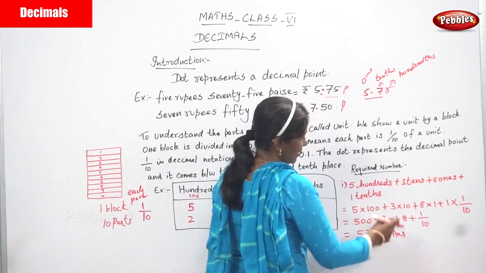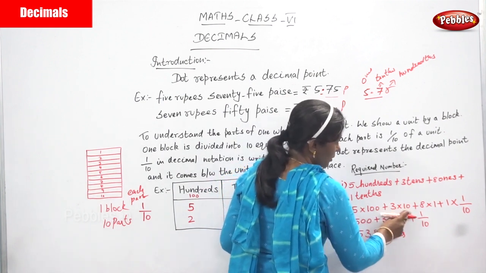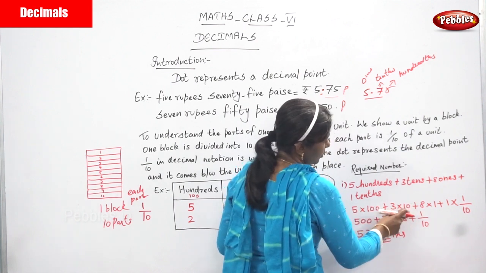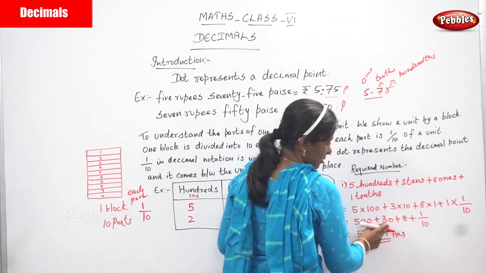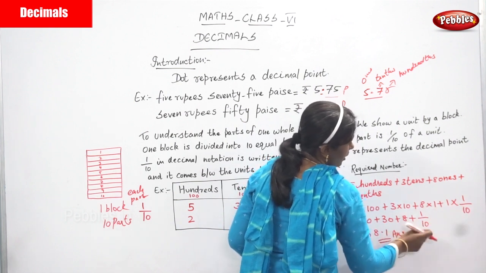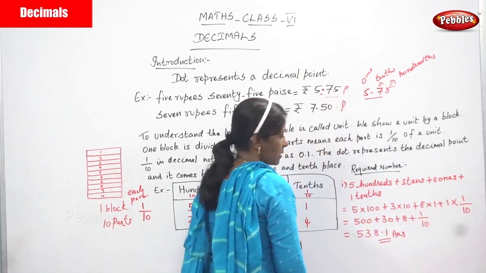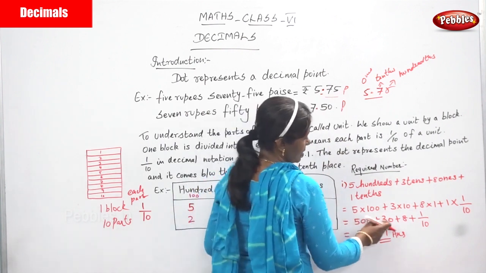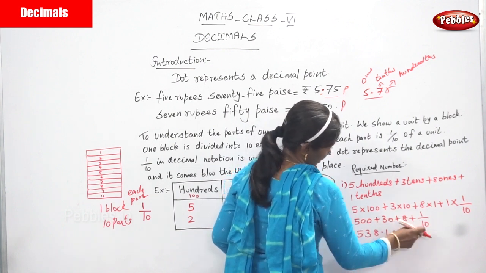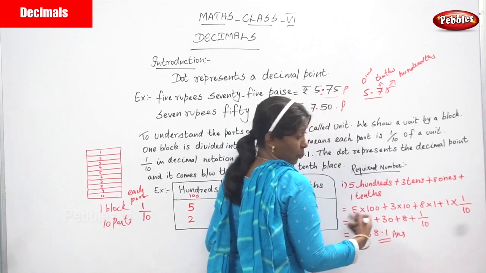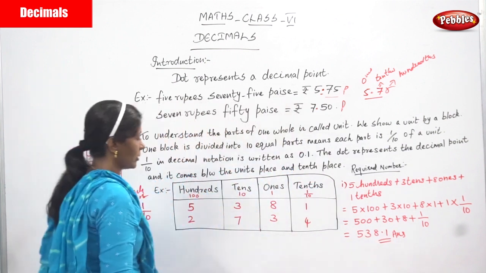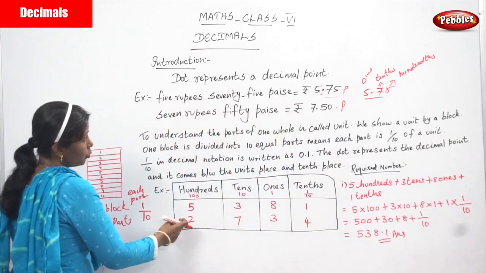5 into 100 is 500, and 3 into 10 is 30. 8 into 1 is 8, and 1 into 1 by 10 is 1 by 10. Now you have to add everything: 500 plus 30 plus 8 gives 538. The 1 by 10, written as a decimal, is 0.1. So the answer is 538.1. This is the right answer for the question.